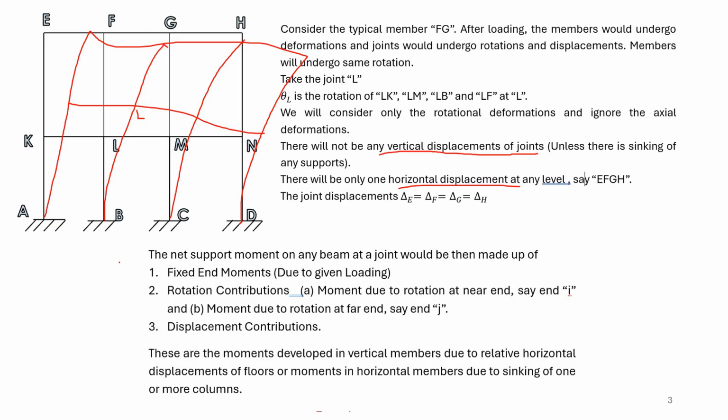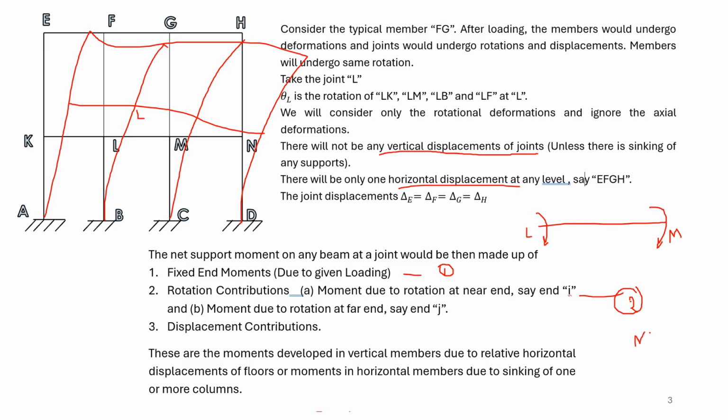So how do we find out the net support moment? What is the net support moment for any member? For example, if you take the member LM, you have a moment here and a moment here. This is said to be the final moment or net support moment. It is divided into three parts. The first part is the fixed end moment, and the second part is the moment due to rotation contribution of the near end. Near end means due to L.